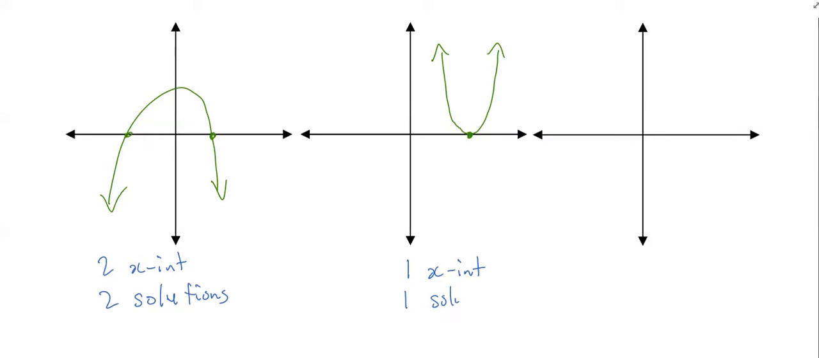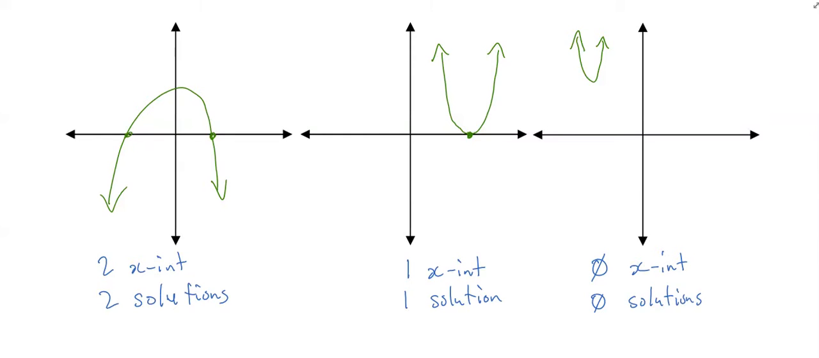And this one, how many x-intercepts does that one have? None, right? And it never will, because it's never going to turn back. So this one has 0 x-intercepts, so it has 0 solutions. So it's interesting that in quadratics, sometimes you get no solution.